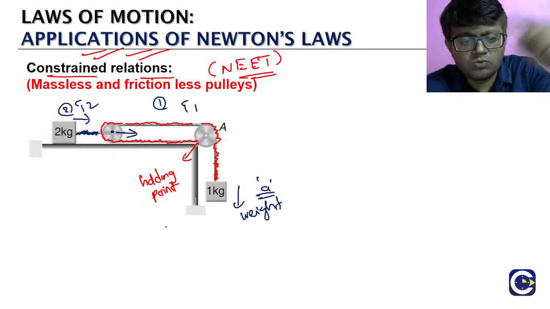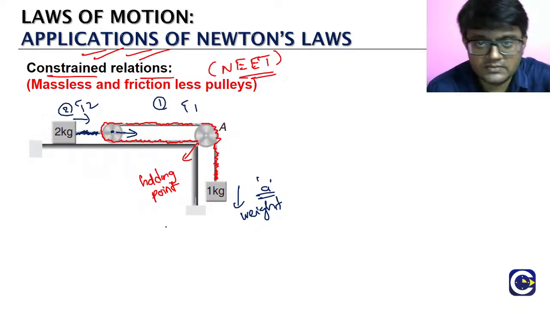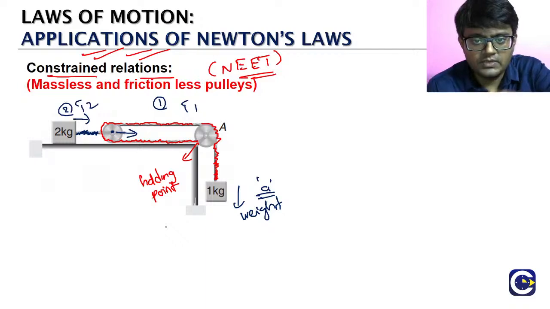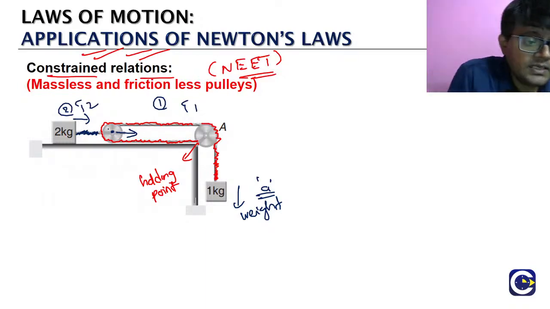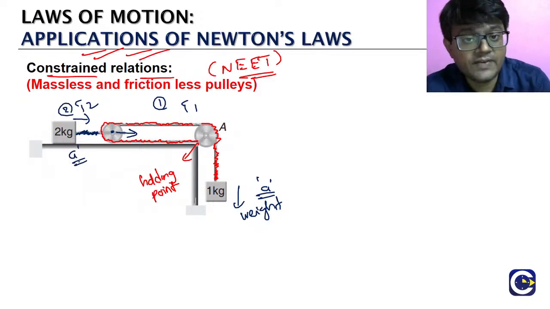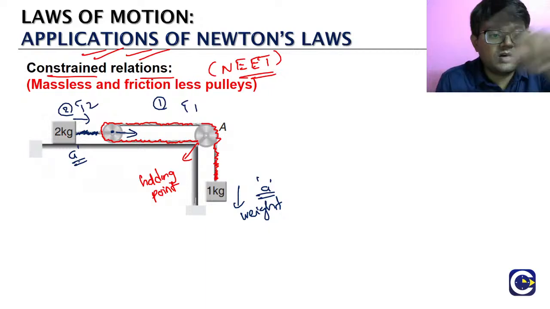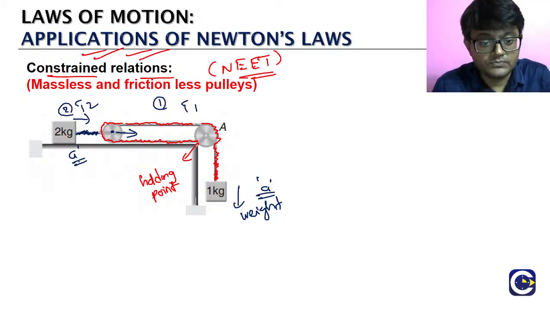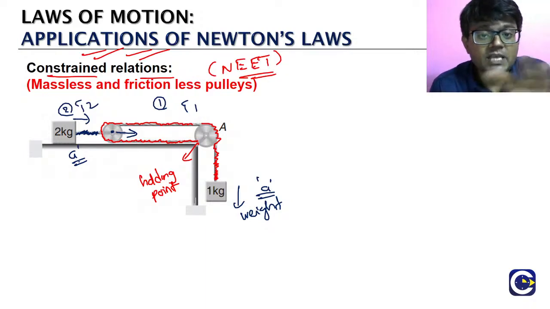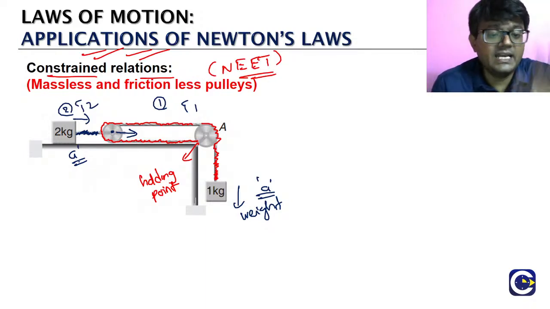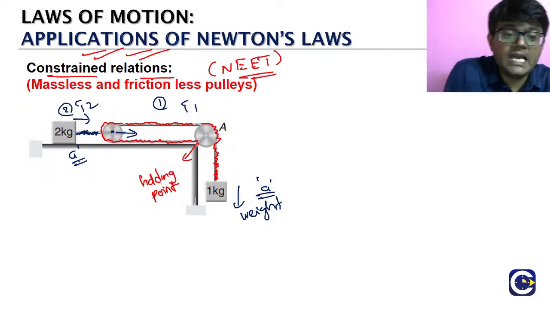The 1 kg block and the 2 kg block are not directly connected. They are not connected by the same rope, which means here we can take a different acceleration. The 2 kg block can have a different acceleration, because they are not directly connected by the same rope. If they are connected by the same rope, then it means they both will have the same acceleration. If not, they can have different accelerations.